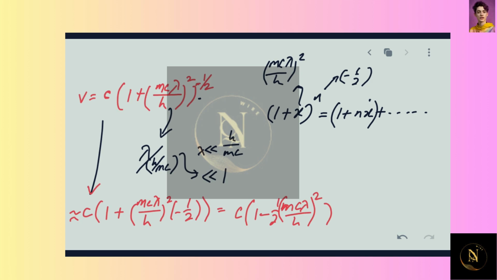With the form expressed in the question, we want our v written as c times 1 minus some delta. In this case, our delta is equal to half times m squared c squared lambda squared over h squared. This is our delta.